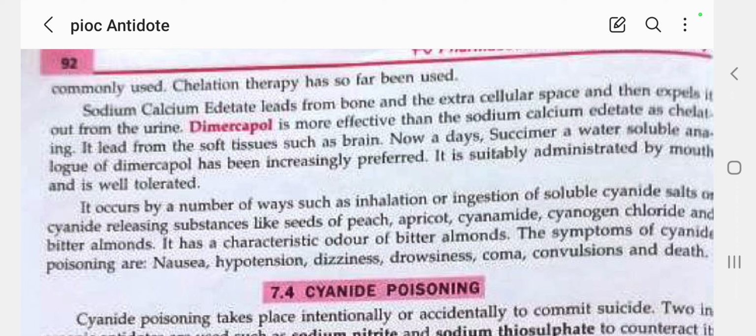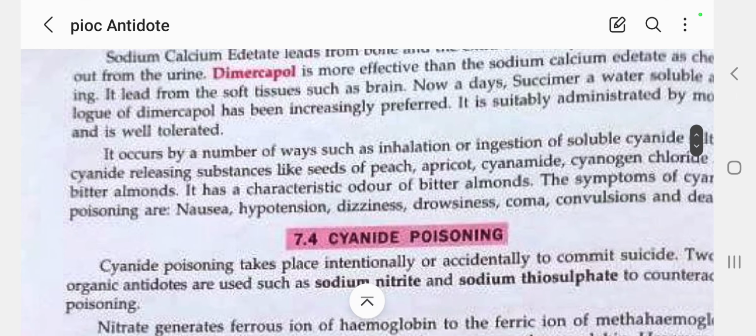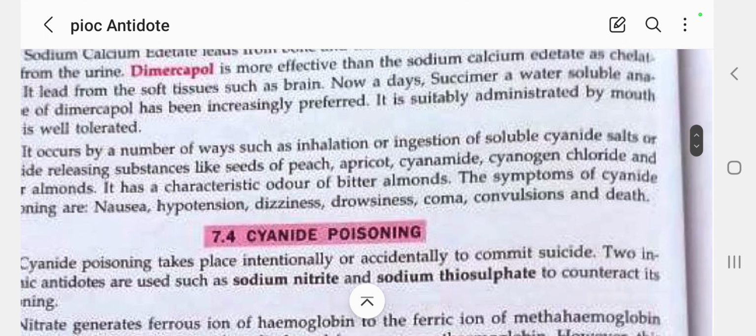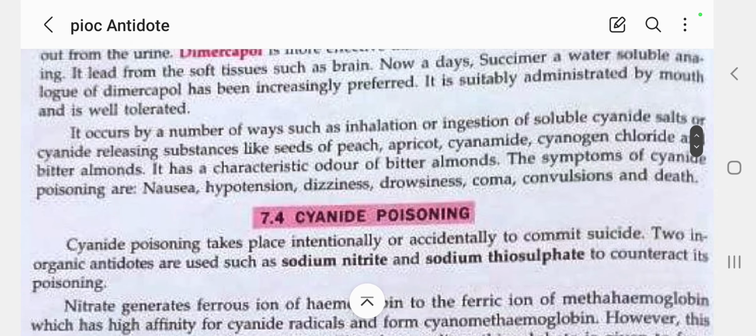So the person can be cured with that in case of lead poisoning. Then cyanide poisoning occurs in a number of ways, such as inhalation or ingestion of soluble cyanide salts, or by cyanide-releasing substances like seeds of peach, apricot, cyanamide, cyanogen chloride and bitter almond. It has a characteristic odor of bitter almond.